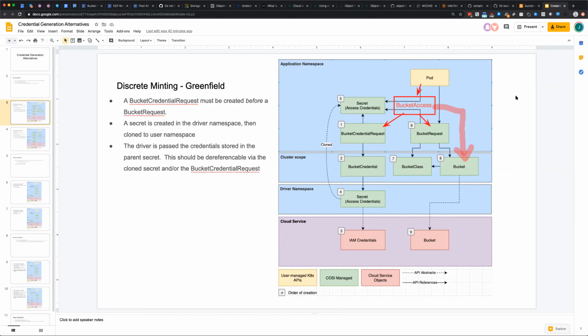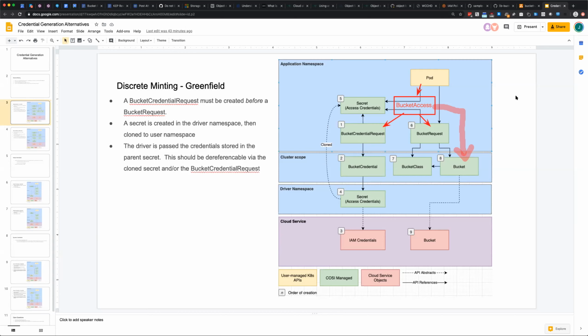So a bucket request, even though it's requesting something to a bucket that will be deleted, is granted access to an existing bucket. So I don't think a greenfield request should ever be translated into a brownfield request.